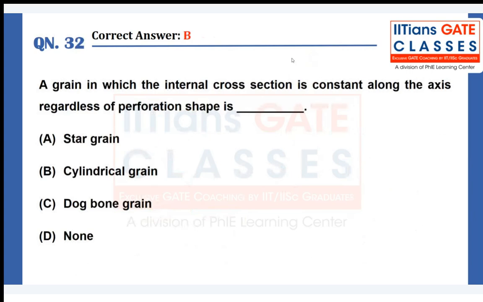For this question, a grain in which the internal cross section is constant along the axis regardless of perforation shape is. So first of all, they should tell us along which axis, the axial direction or the radial direction. If it is along the radial direction, yes, of course, a cylindrical grain will have a constant internal cross section along that.